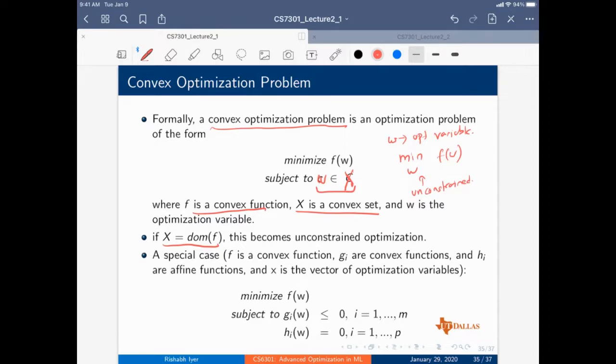And you also then have constrained optimization. A special case of this is where f is a convex function and the gi's are convex functions, and then you minimize f of w subject to gi of w less than or equal to 0 and hi of w equal to 0. These are called inequality constraints, and these are called equality constraints.